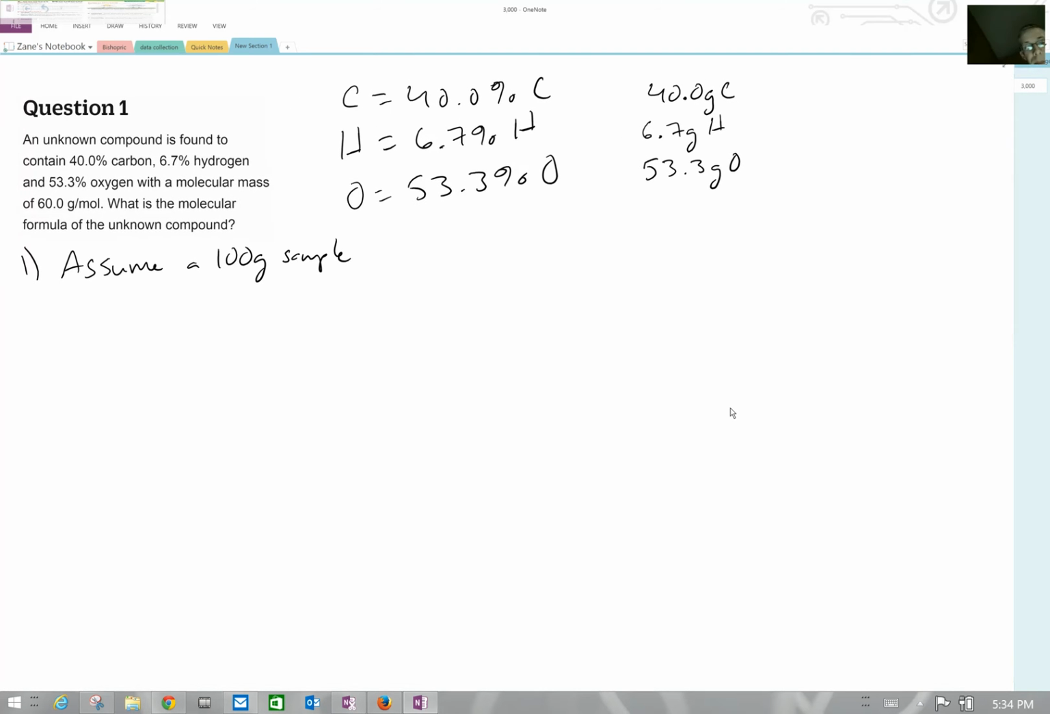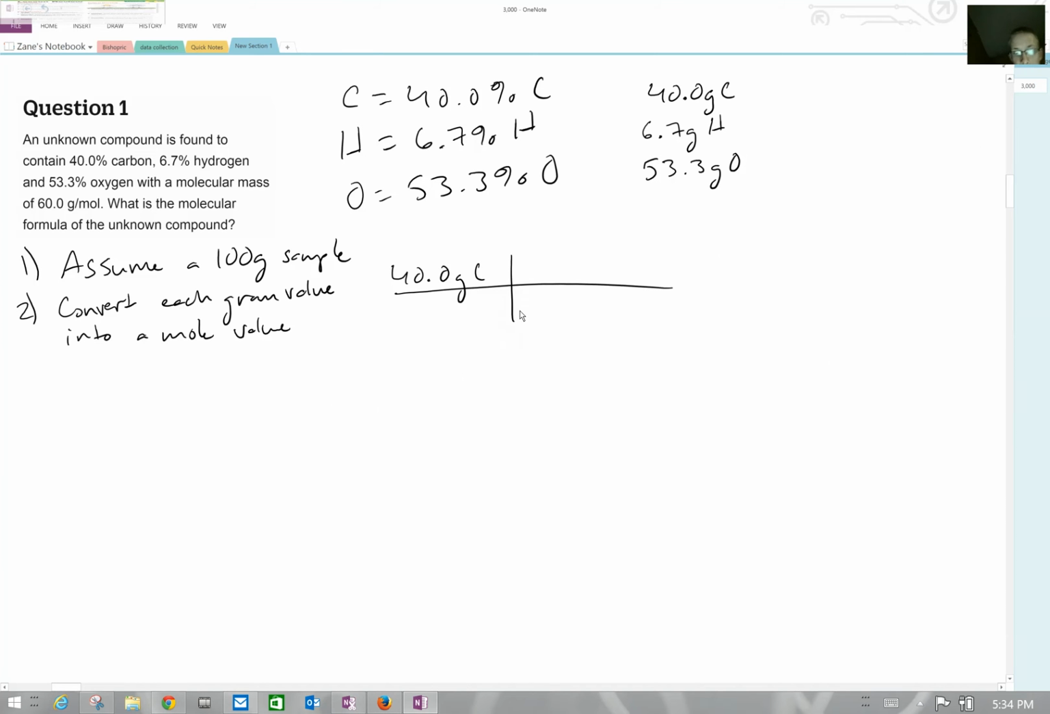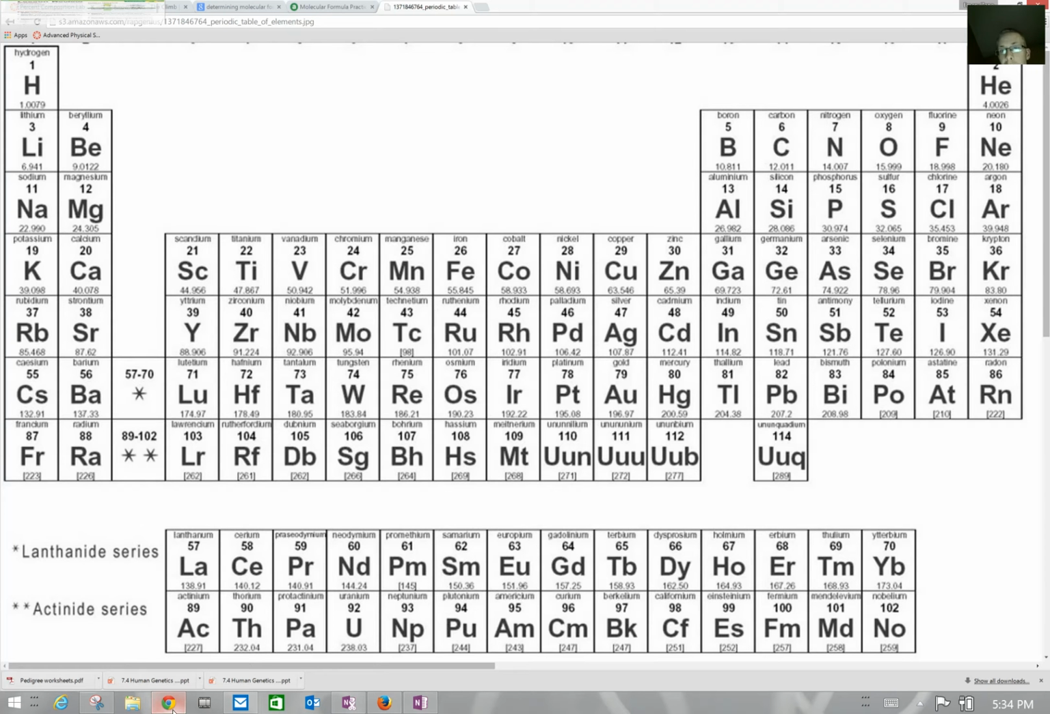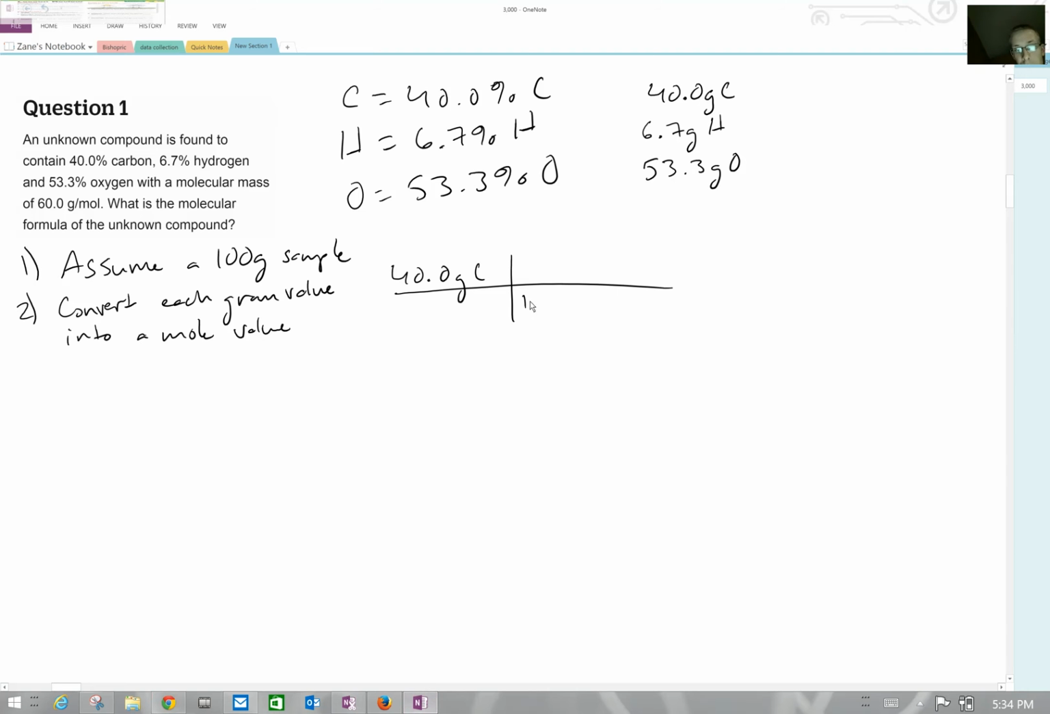Okay, let's start out with carbon. So step 2, we're going to convert each gram value into a mole value. Okay, so I'm going to take my 40.0 grams of carbon, for example. Now I've got a periodic table pulled up right here. Carbon is 12.011 grams per mole in molar mass. Okay, so I know there are 12.011 grams per 1 mole of carbon.